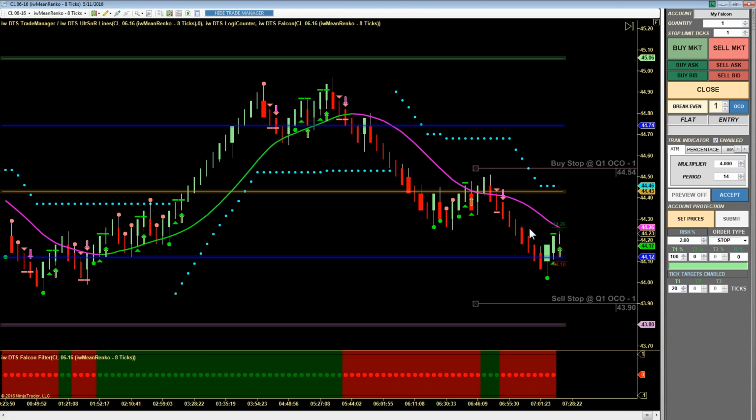And I've got my OCO function, so what's going to happen is the market's going to engage the OCO. It's going to cancel the other trade. That's what OCO stands for: one cancels other.